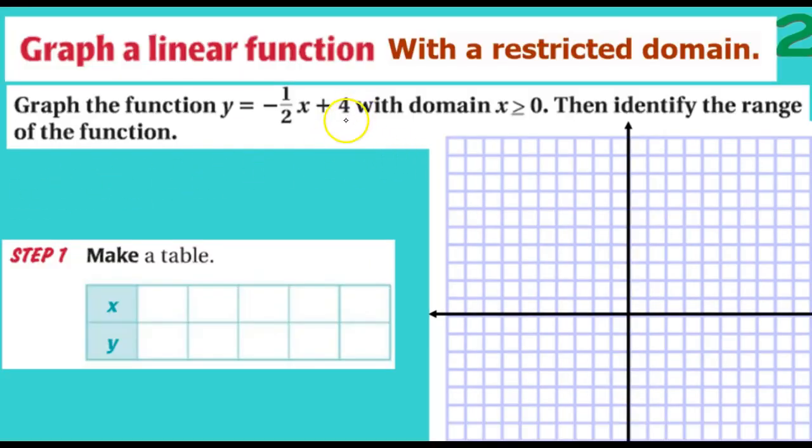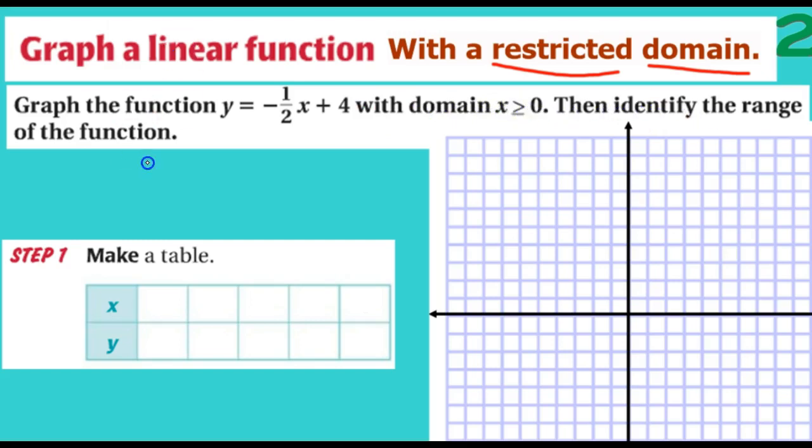Okay, let's go on. Now we're going to graph a linear function with a restricted domain. So what restricted domain means is that we can't go a certain spot. So if you're restricted from going somewhere, you can't go there. So it says graph the function y equals negative 1/2 x plus 4 with a domain x that is greater than or equal to 0.